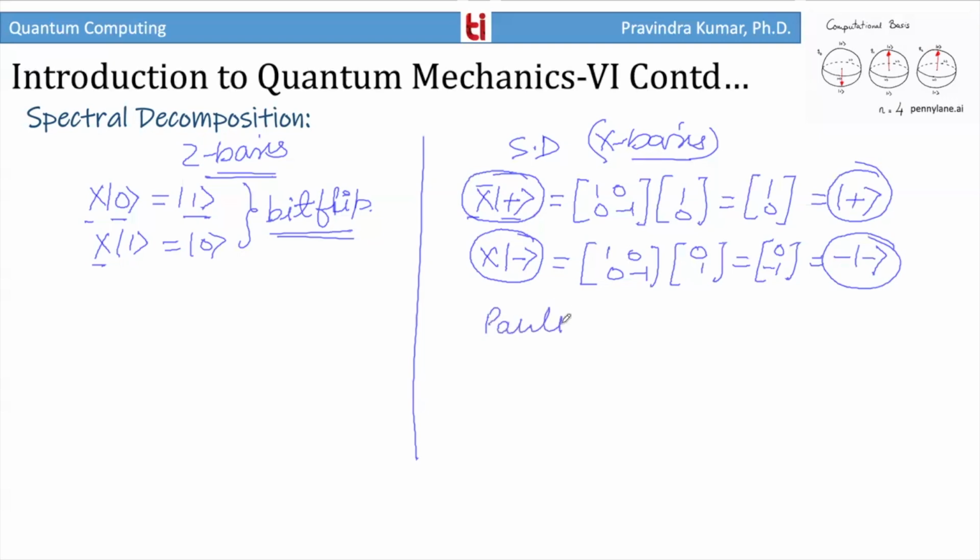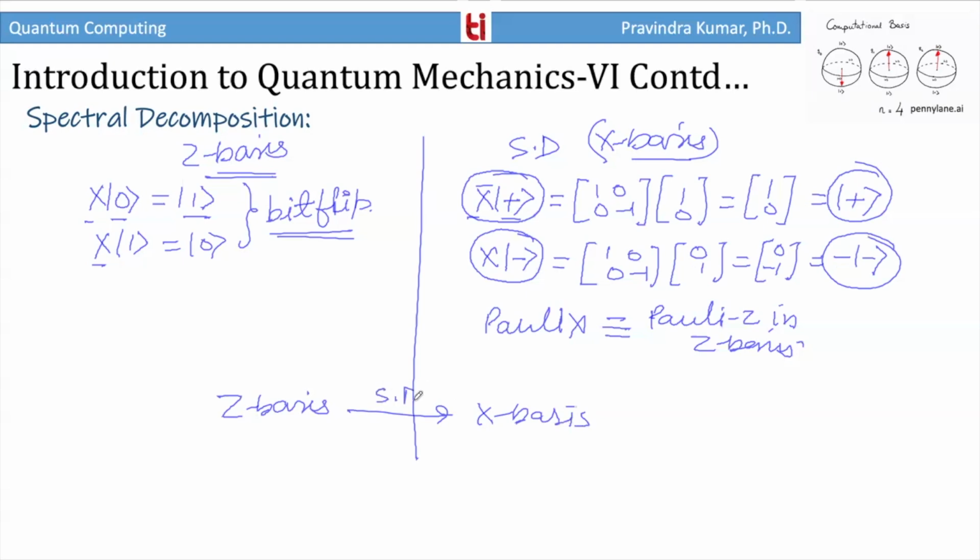So here Pauli X will behave like Pauli Z in the X basis. Here we can see the Z basis is converted into the X basis if I take the spectral decomposition of the Z basis. So the quantum basis |0>, |1> is changed into the quantum basis |+>, |->. This Z basis to X basis transformation is basically the Hadamard transformation.